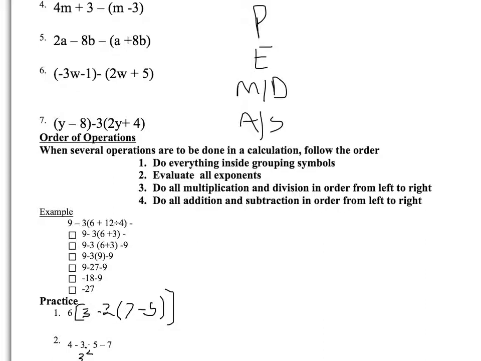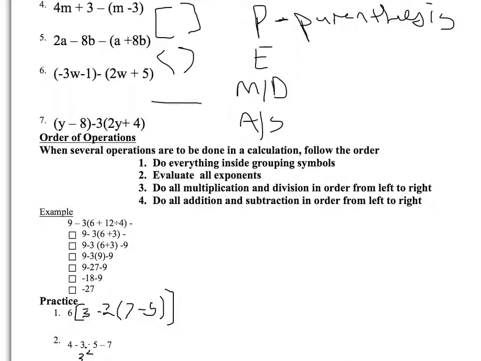So P, we always do P first, and P is parentheses. And really all grouping symbols. So in addition to parentheses, we'll have square end brackets, we'll have maybe some of these kind of brackets, we'll have division bars, we do what's on top and on the bottom first, and that's what this number one down here is saying. Do everything inside grouping symbols first. And we always work from the inside out on those.